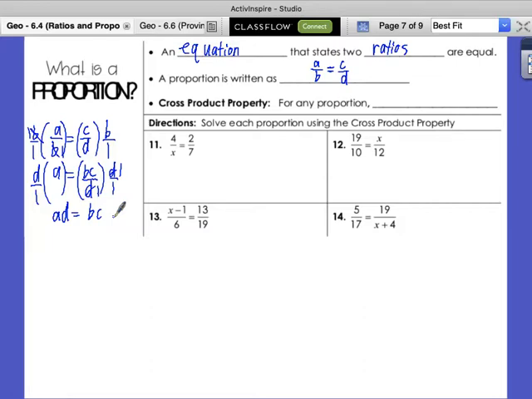And now, A and D, the D switched sides, didn't it? The D switched sides from where it was originally, and the B also switched sides from where it was originally, okay? But the A and C stayed where they were, okay?